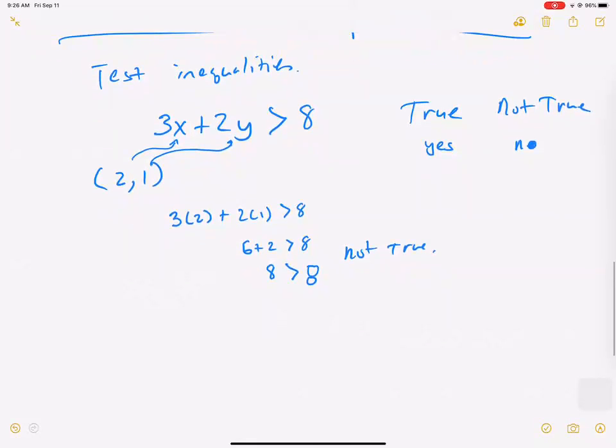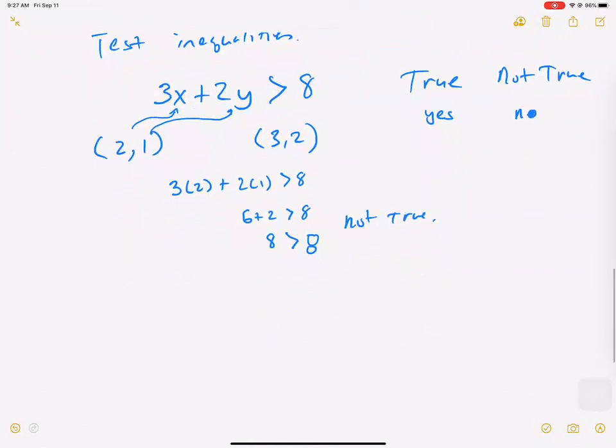All right, next statement I want you guys to check is 3, 2. Is 3, 2 a true statement or not? So go ahead and check that for me. Thank you for those guys who were able to get the answer. Great. 9 plus 4 is 13, and 13 is definitely greater than 8.